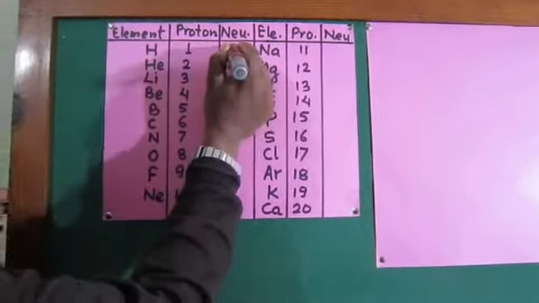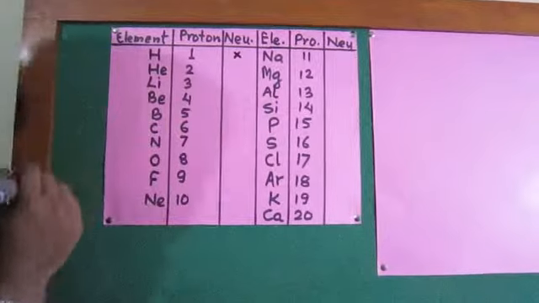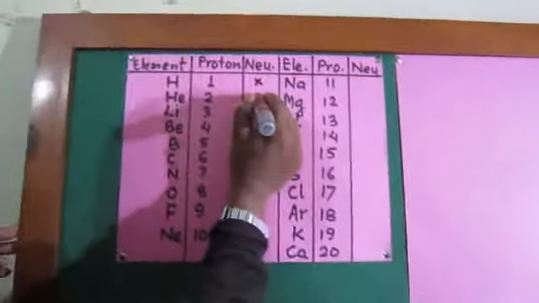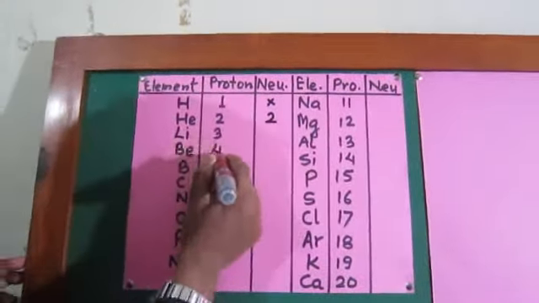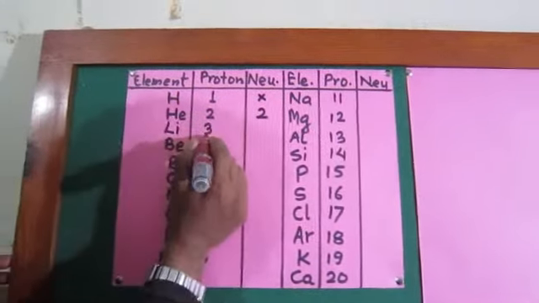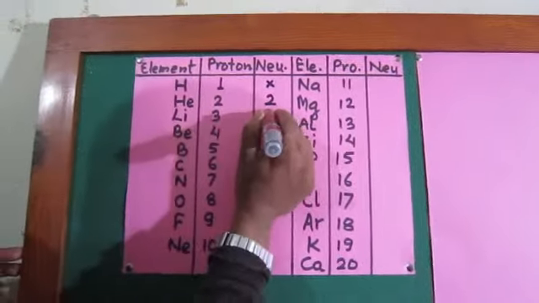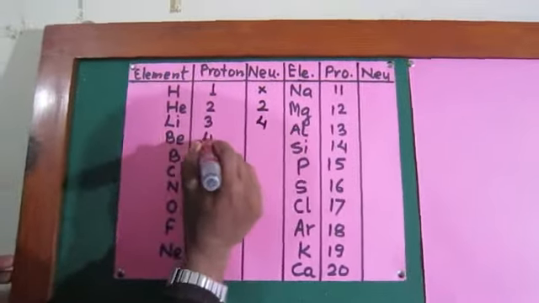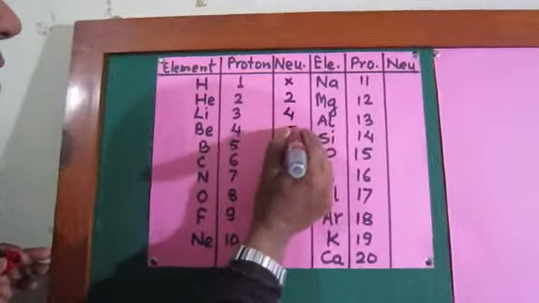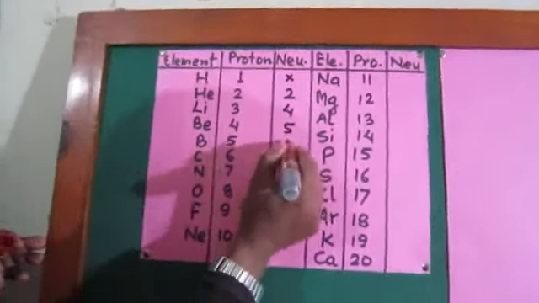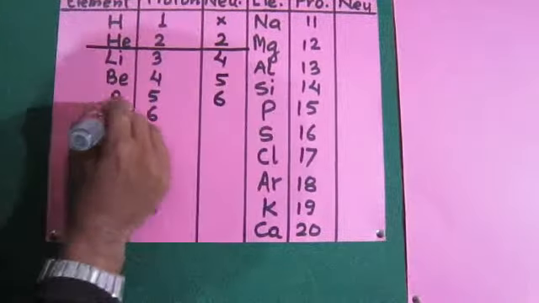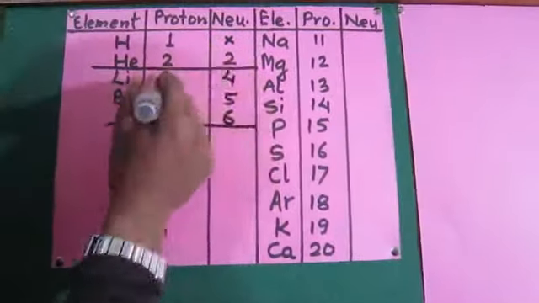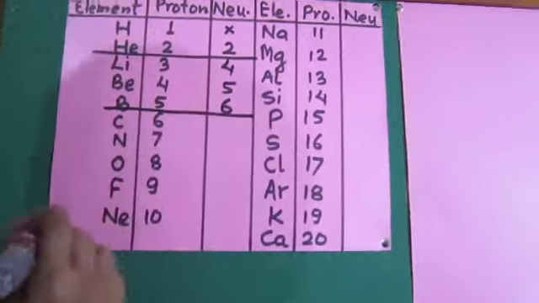Hydrogen has 0 neutrons, it has no neutron. Helium, the number of neutrons is 2. But from lithium, beryllium, boron, how many protons are there? Lithium has 3 protons, one more neutron is there, 4. Here beryllium, protons are 4, that's why here 5. Boron 5, that's why here 6. Hydrogen and helium are different. Lithium, beryllium, boron: the number of neutrons is 1 more than the number of protons.